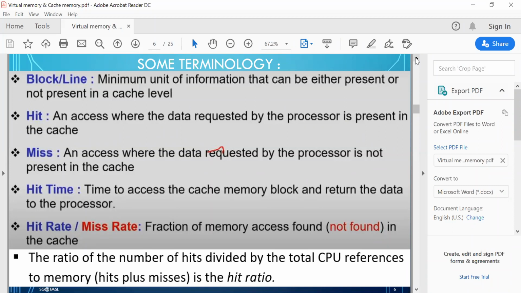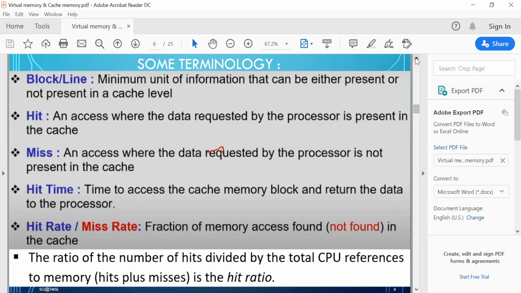And these are, first one is a block or line. That is the minimum unit. What is the block or what is the cache line actually? The minimum unit of information that can be either present or not present in a cache level.